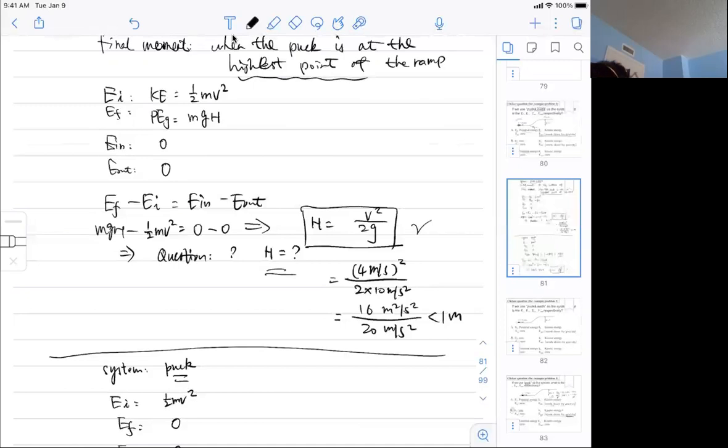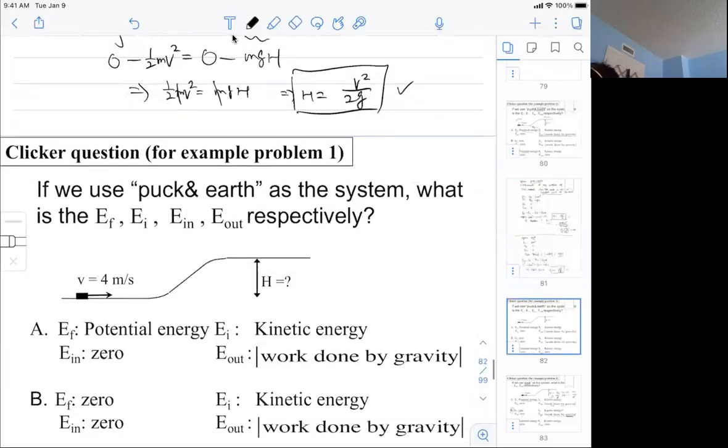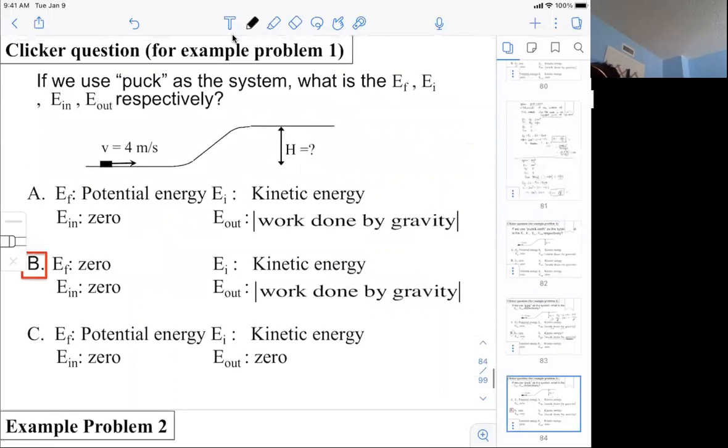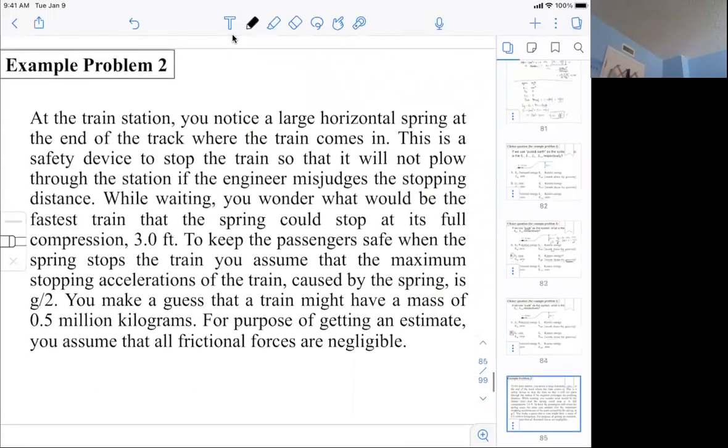So you have flexibility in choosing which system you want to evaluate, and then you put on the energy terms. Okay, so that is just one quick example showing how you use energy transfers in your calculation. Now let's include the spring. The second example has a spring in it.